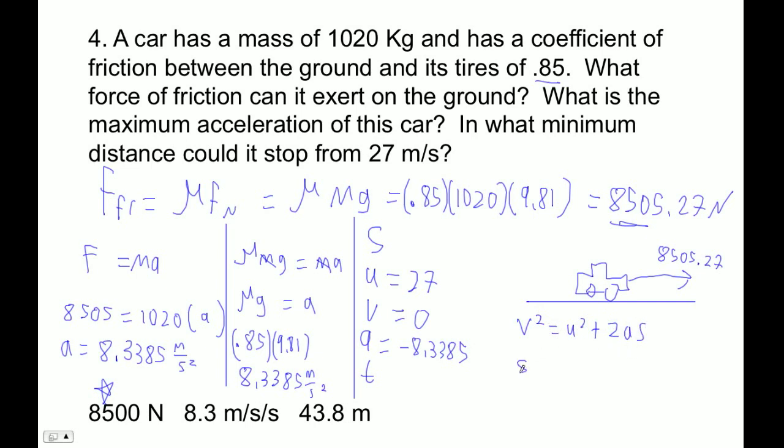And so let's see, s is equal to v squared minus u squared over 2a, right? So that's going to be 0 squared minus 27 squared divided by 2 times negative 8.3385, right? So what is that? 27 squared divided by 2 divided by the answer I just got. I'm so lazy. Okay, let's see. 43.7.